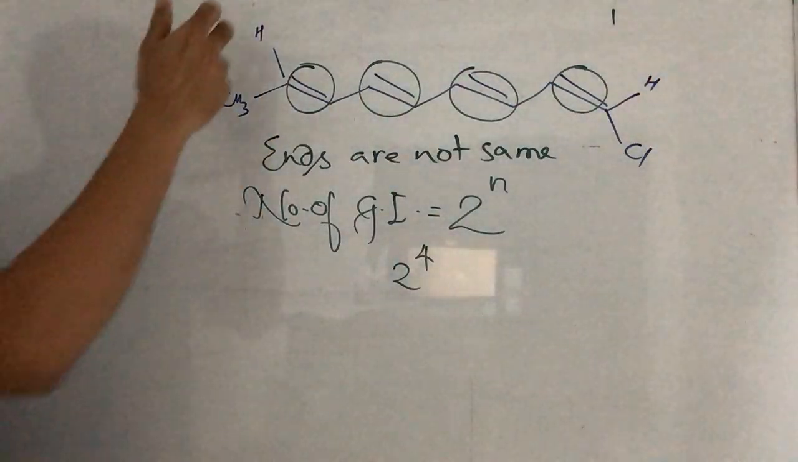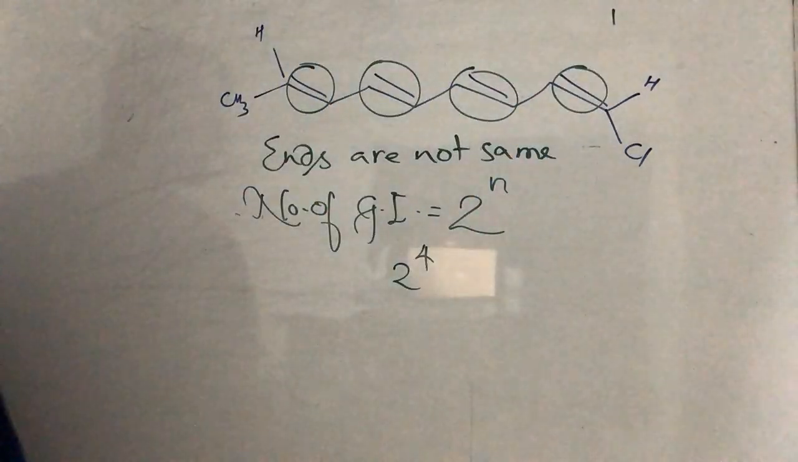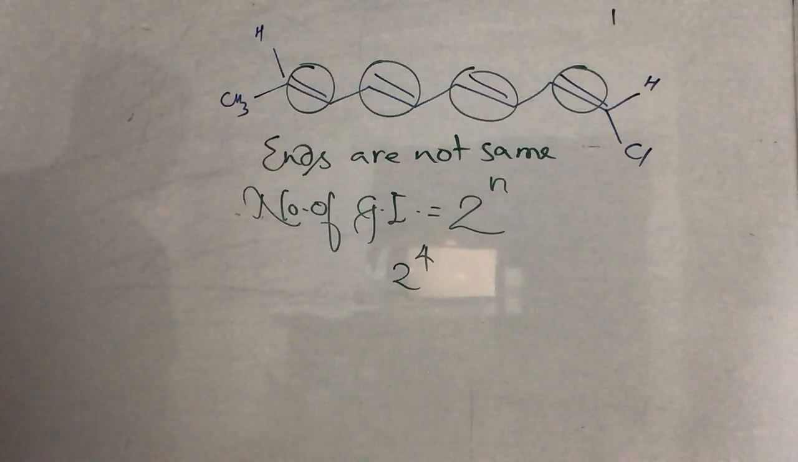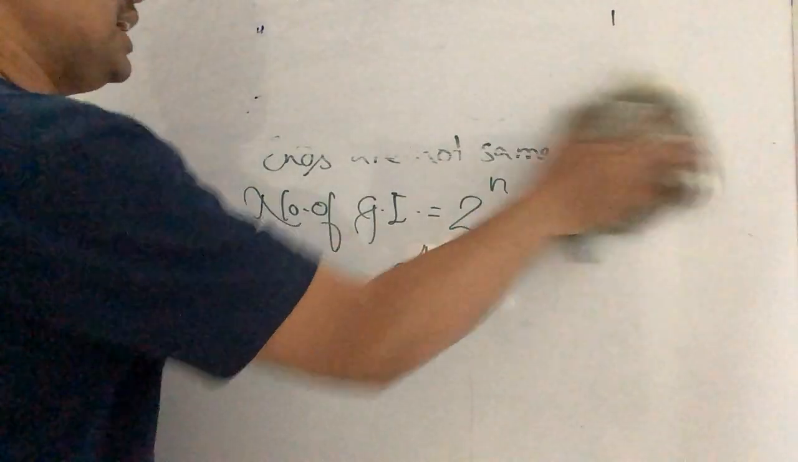There is no need to be hydrogen, methyl, fluorine, chlorine, no need. If they are not same, that's fine. Number of geometrical isomers is equal to 2 to the power of n, where n is number of double bonds. But there is a possibility of getting ends same.